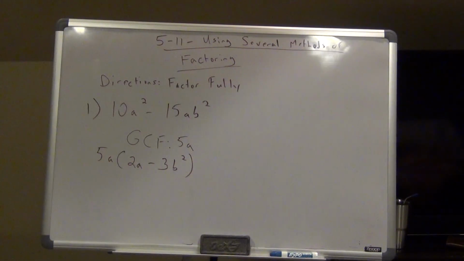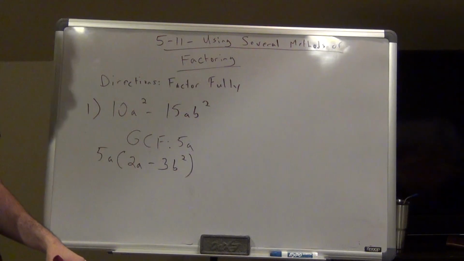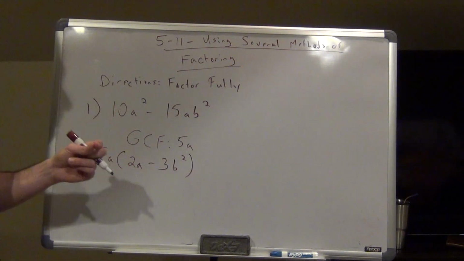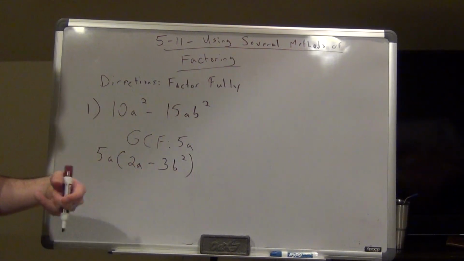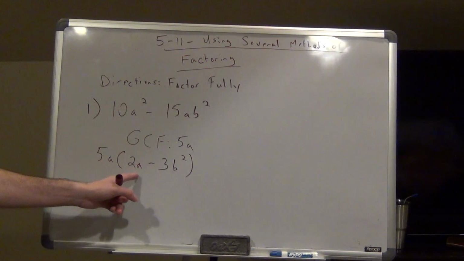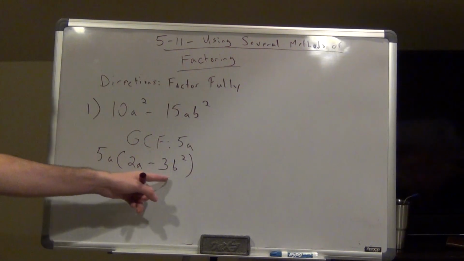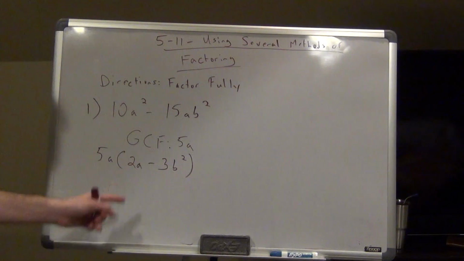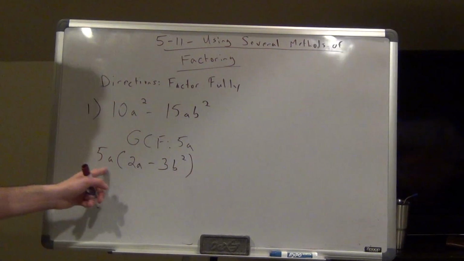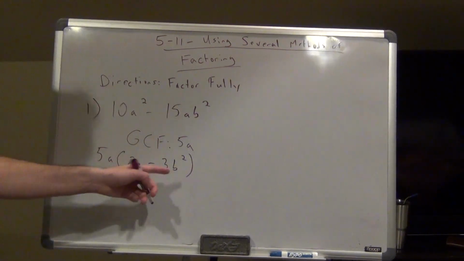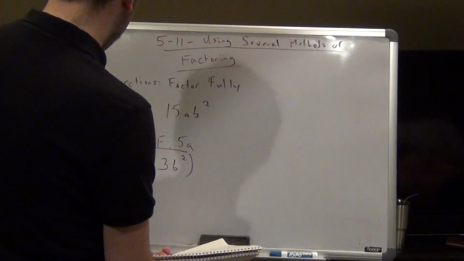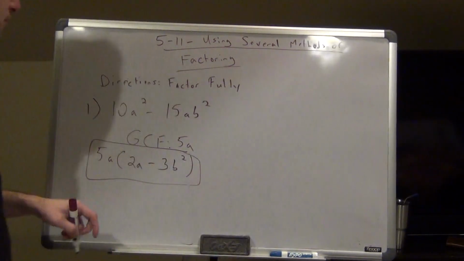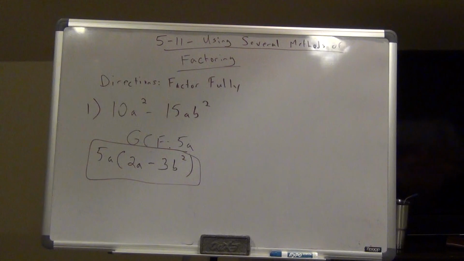Once I take out my GCF, I look in here. The only time when I factor when I have 2 terms and a minus sign is difference of squares. Well, 2 and a are not perfect squares. The b squared is, but the 3 is not. Since I don't have 2 perfect squares here, this is where I'm going to end. So I took out my GCF, and I can't factor what's in the parentheses anymore, so that's it. Some of them will be as simple as that.